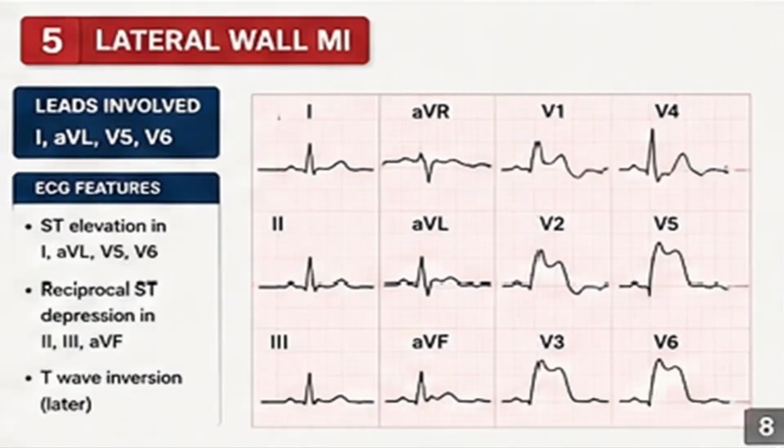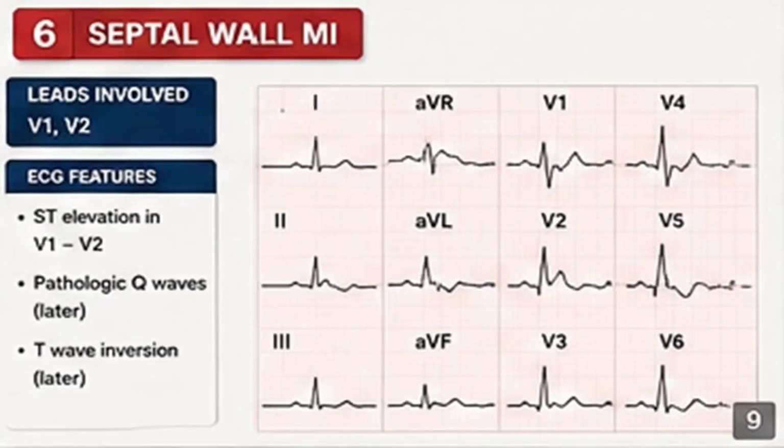Lateral wall MI. It affects the lateral side of the left ventricle. ECG changes appear in leads 1, aVL, V5, and V6, and you will see ST elevation in lateral leads, reciprocal depression in inferior leads, later T wave inversion, and the left circumflex artery is commonly responsible.